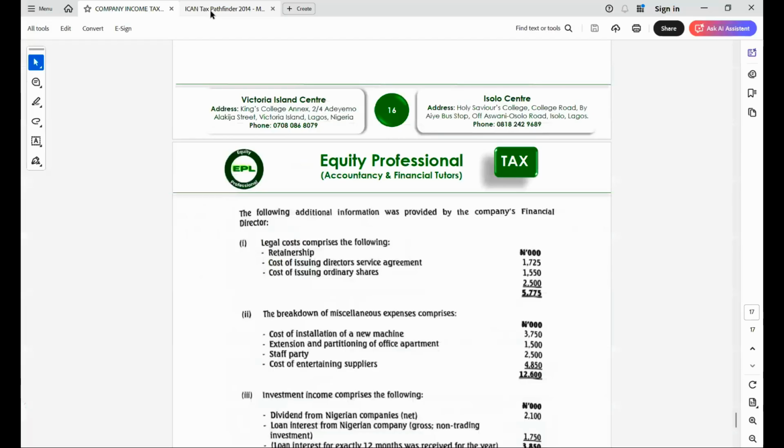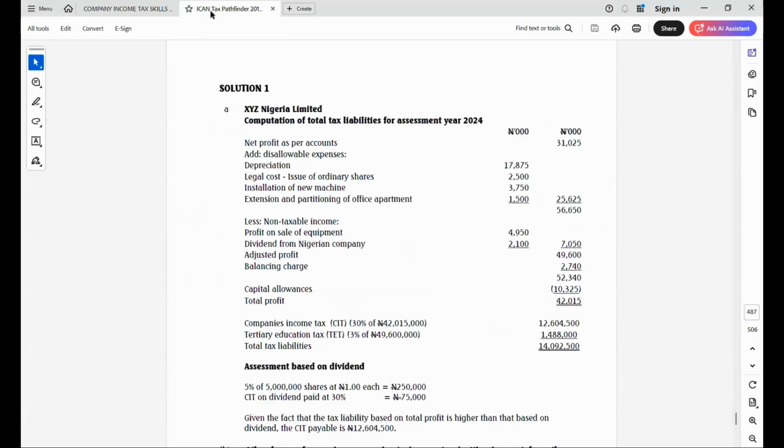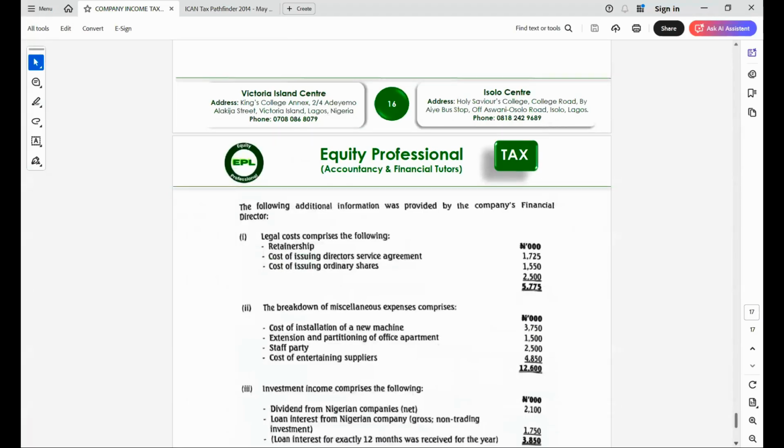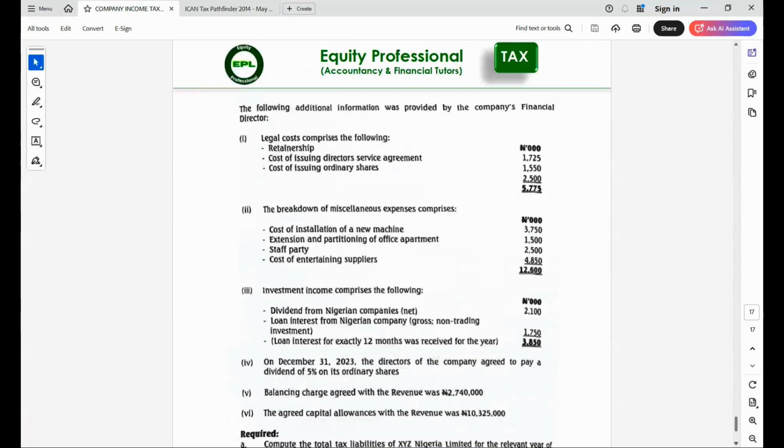So after that, we also have staff party. Is staff party allowable? Yeah, it is allowable. After staff, cost of entertaining supplier. So you are entertaining. That is also allowable, because they are your supplier, so it is business related. Entertainment of non-business related will be disallowable.